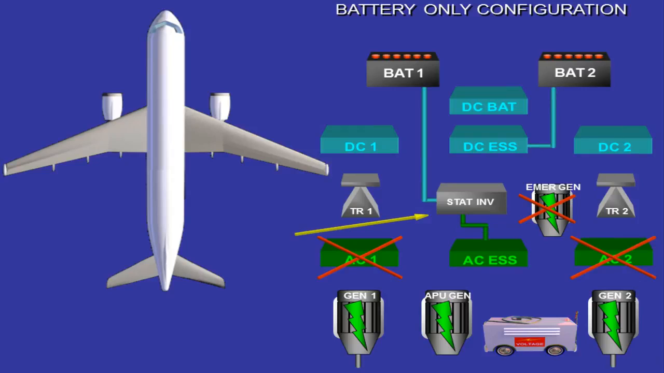In emergency configuration with emergency generator not available, BAT 1 supplies the AC essential bus via the static inverter, and BAT 2 supplies the DC essential bus.